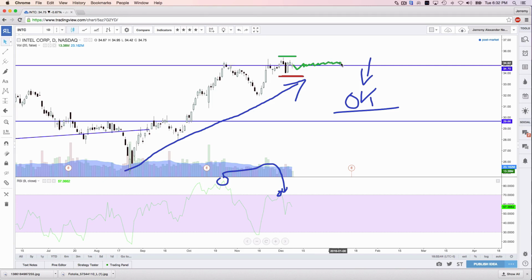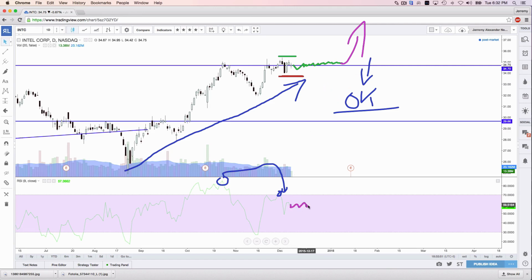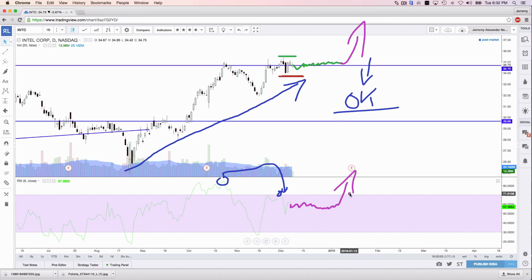And the longer it does this, the more excited I'll become about it, because then the pressure is building and it's ready to pop. It allows the momentum to calm down and then gives us a new signal to buy.